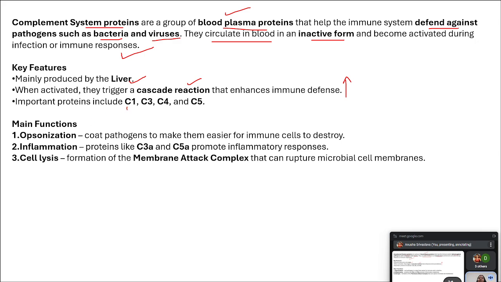Important proteins include C1, C3, C4, and C5. These are the common complement system proteins. Among the main functions, inflammation proteins like C3 and C5 promote inflammatory responses and recruit immune cells to destroy pathogens, and all those things.